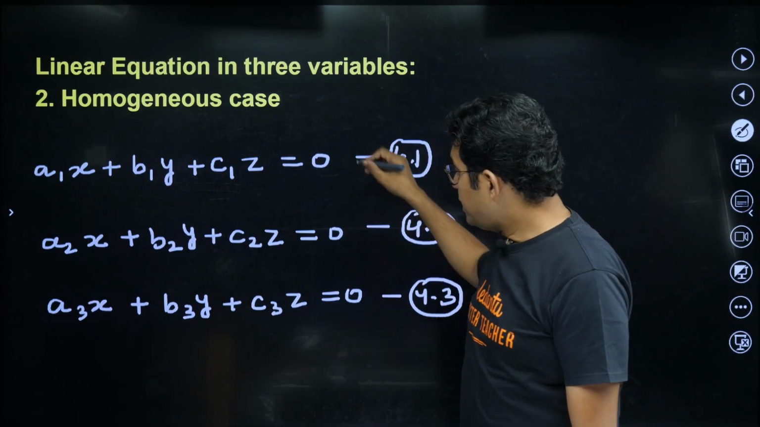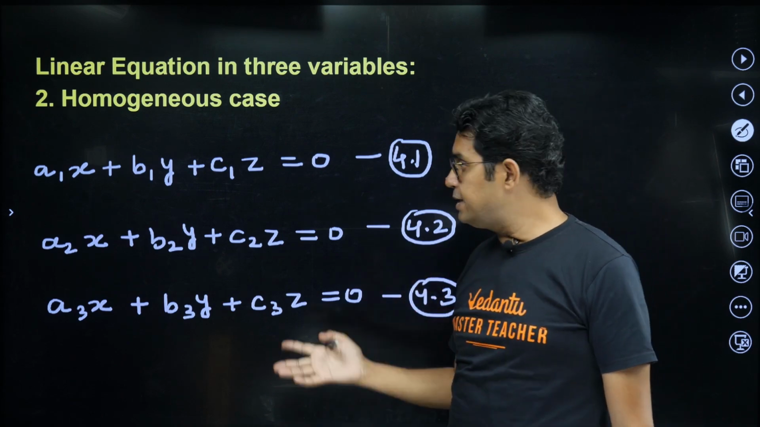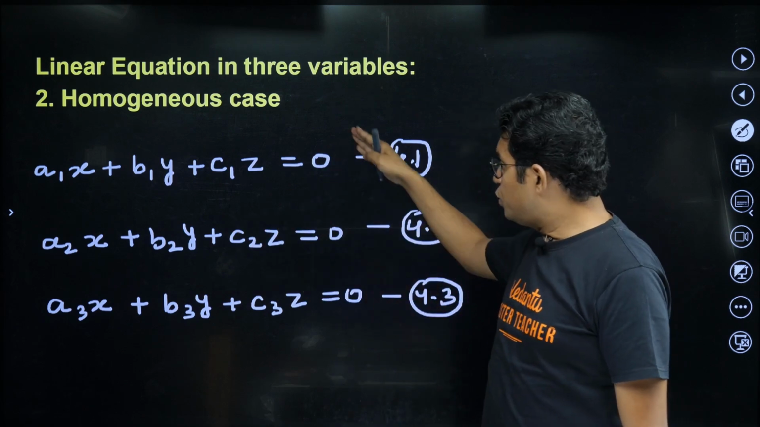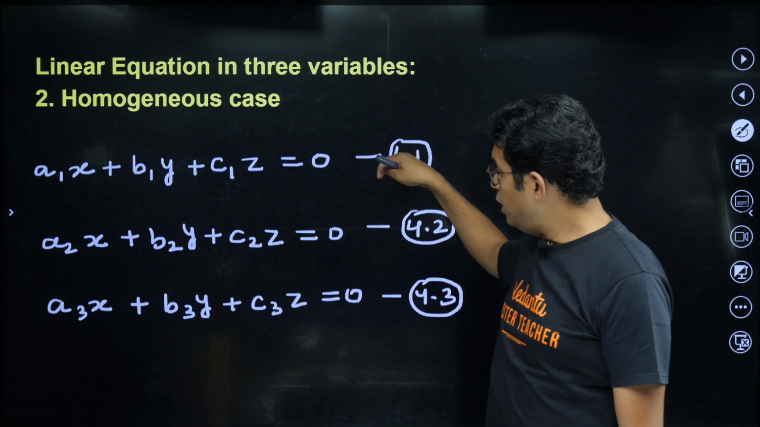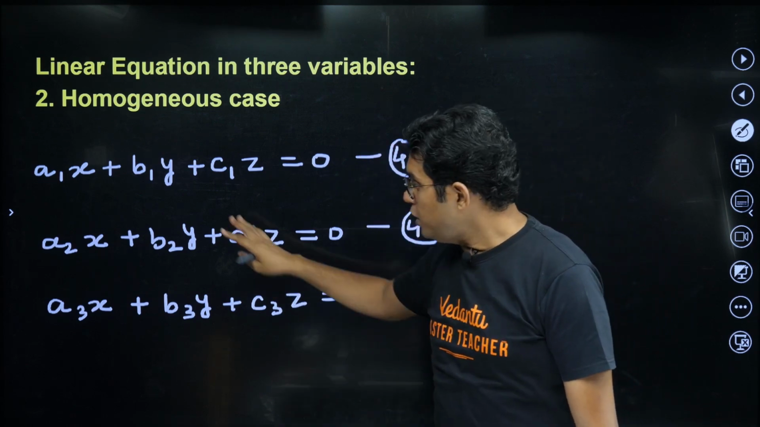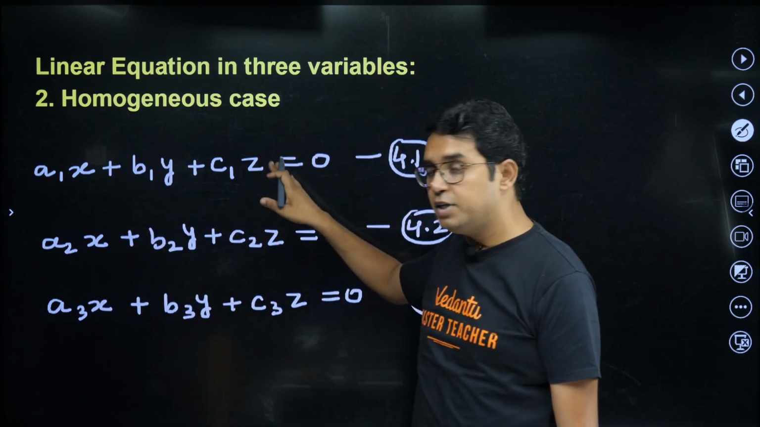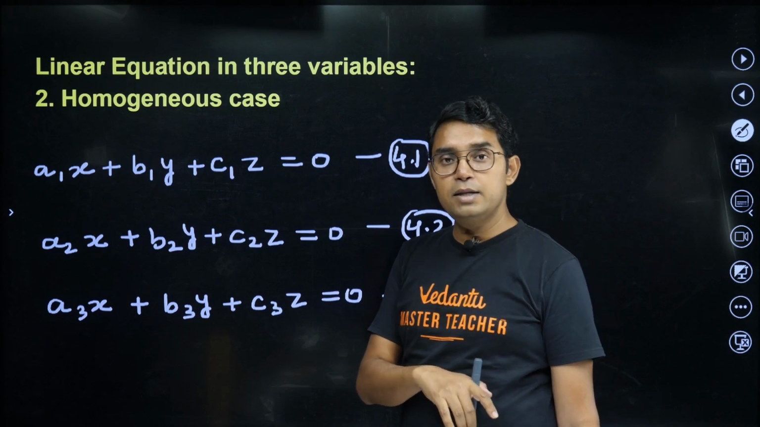In the homogeneous case, when the right side is 0, 0, 0, the shortcut method will work exactly as it was working when it was d1, d2, d3. You don't need to check the fourth equation, because p into 0 plus 0 into q will be equal to 0, whatever p and q you are getting. So here you can make three equations for a1, a2, a3, b1, b2, b3, c1, c2, c3, and check whether infinite solutions are there.